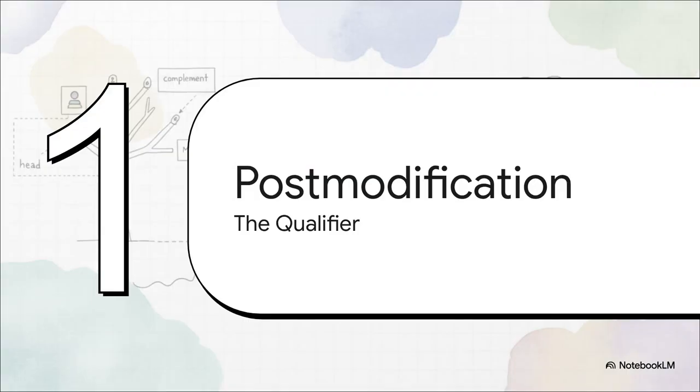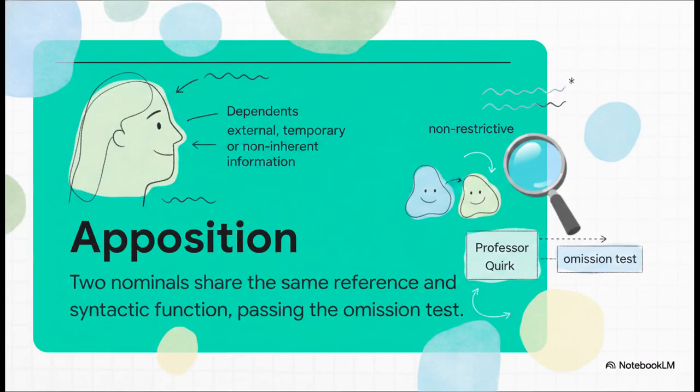All right, jumping over to the right side of the head nouns, Section 4, postmodification, also known as the qualifier. So, we are now looking at dependents that add external, temporary, or non-inherent info. The absolute tightest relationship in nominal postmodification is apposition. This is where two nominals share the exact same reference and syntactic function.